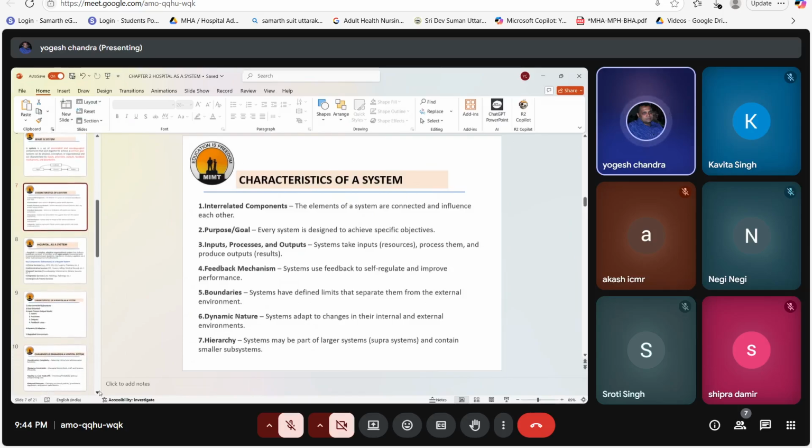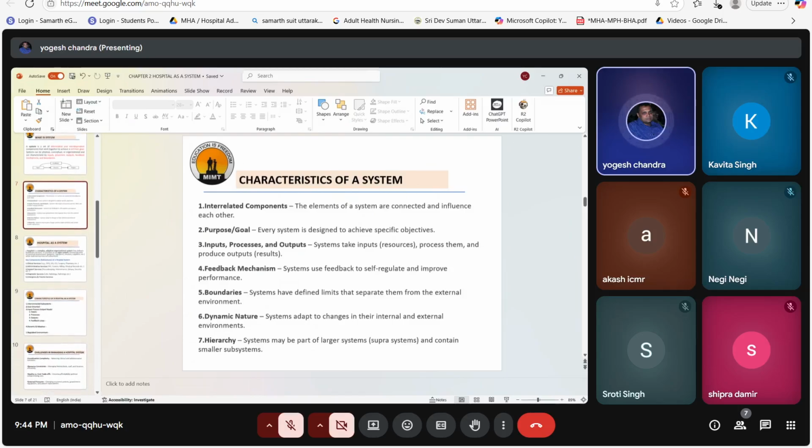A very common example: sometimes you see some kind of train accident or something like that happen, and there is a mass casualty or something like that. In that scenario, you have to see that the hospital has to activate its disaster plan, and that disaster plan includes expansion of your services, expansion of your bed strength and all that.